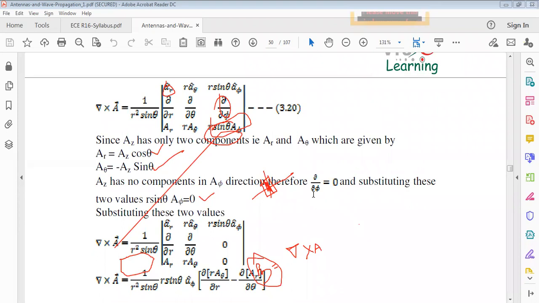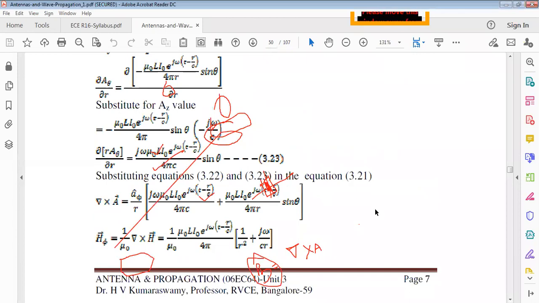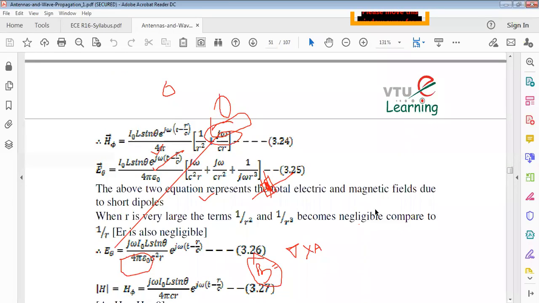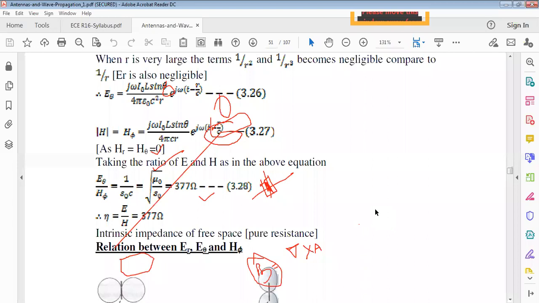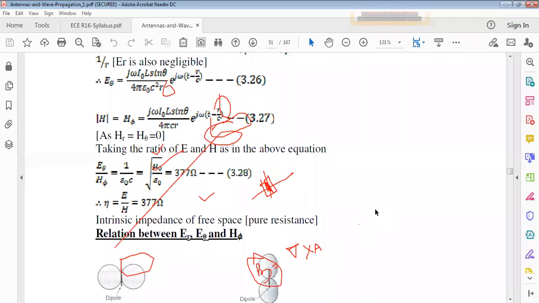While simplifying this expression, this is the field component in the phi direction, H phi, the magnetic field direction. Similarly the field component in the direction of theta, similarly the field component in the direction of r. Okay, and already you know the relation between E and H.